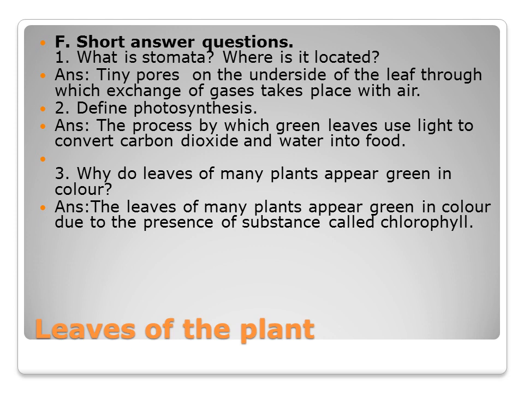Second question, define photosynthesis. It is the process by which the green leaves use light to convert carbon dioxide and water into food. It is called photosynthesis. Third one, why do leaves of many plants appear green in color? Because of the presence of a special substance called chlorophyll.